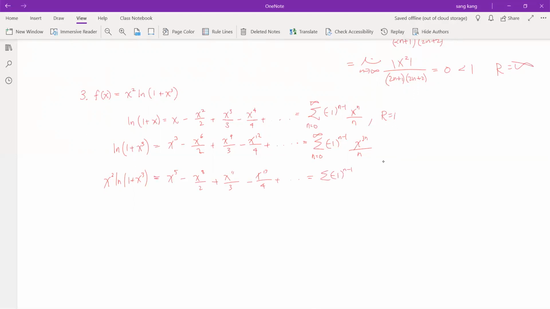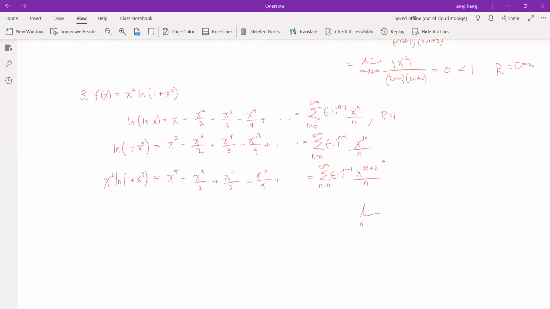Right, and then we'll multiply an x squared in here. So with combining it with this base, we'll have x to the 3n plus 2, n equals 0 to infinity. Right, so now, will this change my r? No, but we can check it.